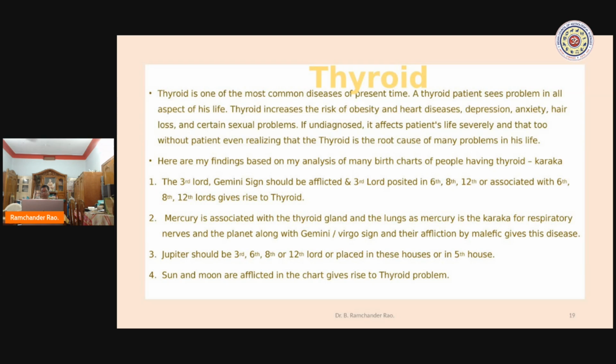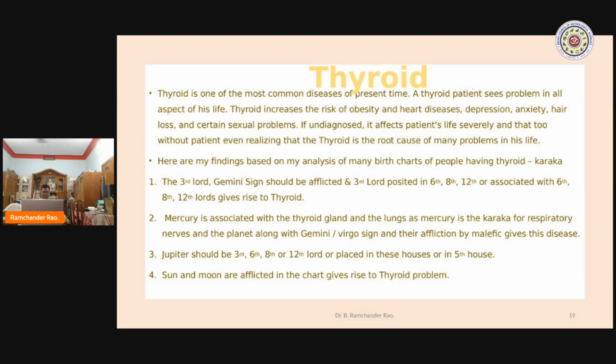Basically, what we have to know is that the butterfly-shaped gland is located in the front of the neck. Upon the neck, in the front of the neck, the thyroid is placed. It is in a butterfly shape. And the pituitary gland is located in the brain to give the signal to the thyroid gland to release thyroid hormones. Yes, the hypothalamus gland is also present.